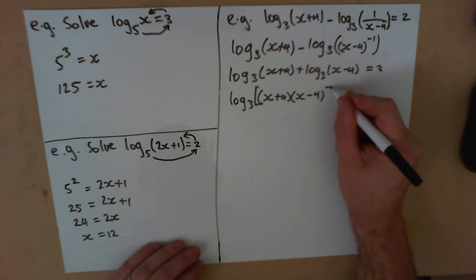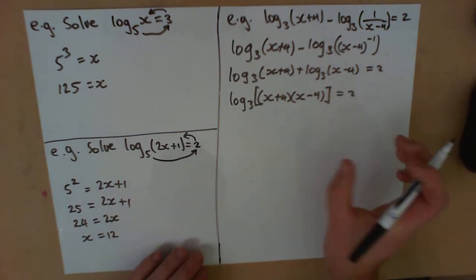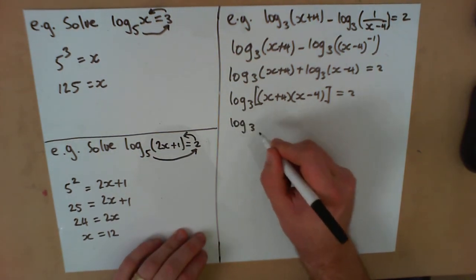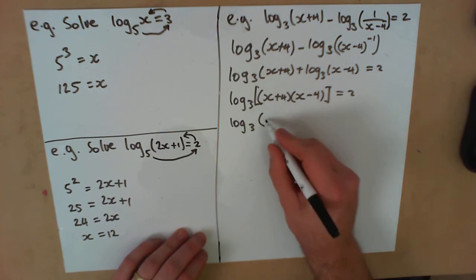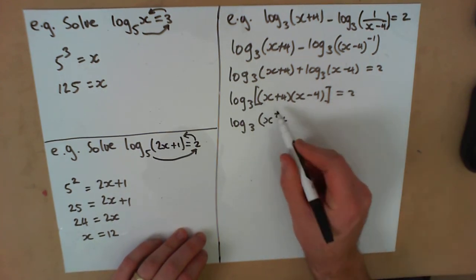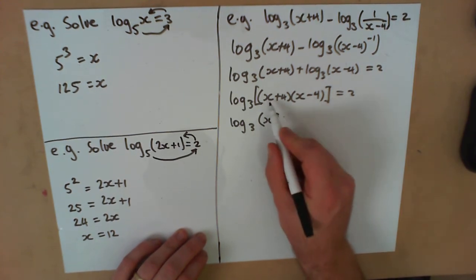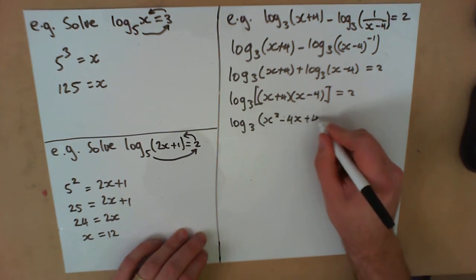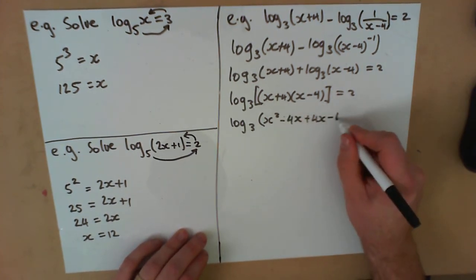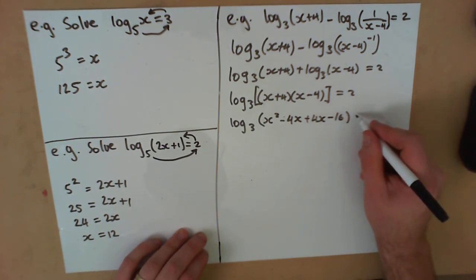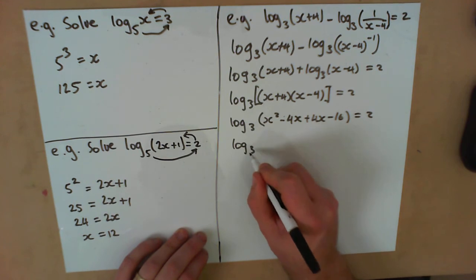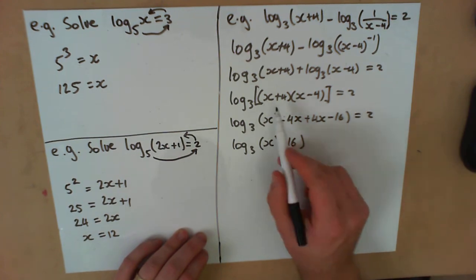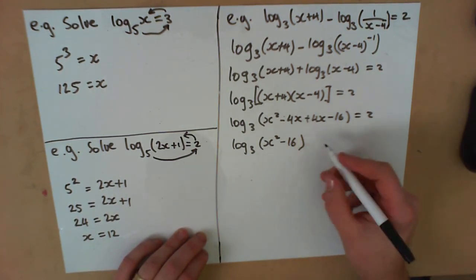Really it should be in a big set of brackets there, just so we know that we're taking the log of everything. If we expand these out, we're going to get log to the base 3 of x times x is x squared, plus x times negative 4, which will be negative 4x, and then positive 4 times x, which will be plus 4x, then positive 4 times negative 4 is negative 16, equals 2. We can see our negative 4x and positive 4x cancel out, so we've got x squared take 16, and that's really because we had a perfect square here.